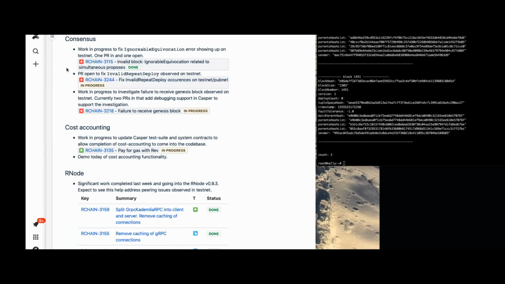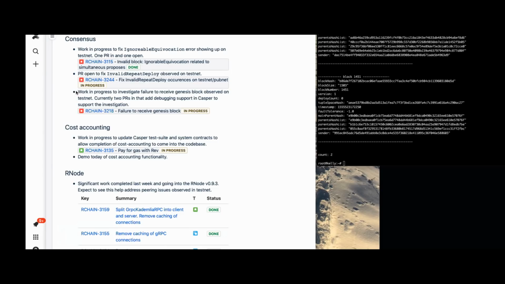And then we do have a PR open to fix the invalid repeat deploy, also observed in testnet. That is very much in progress. Kent is working on that. He's also been out of office a fair amount this week, so work is slower there than it would be typically. We are also working to investigate a failure to receive a Genesis block.